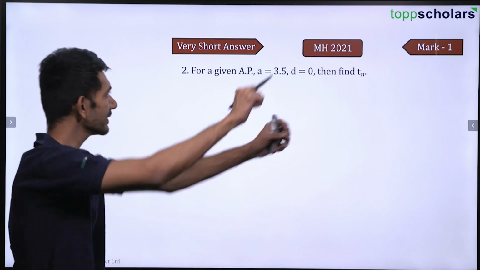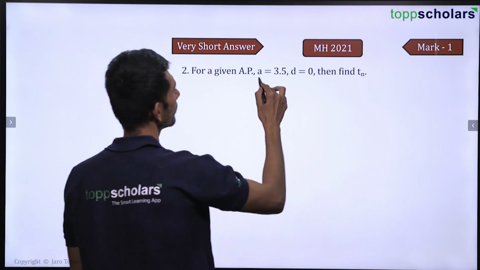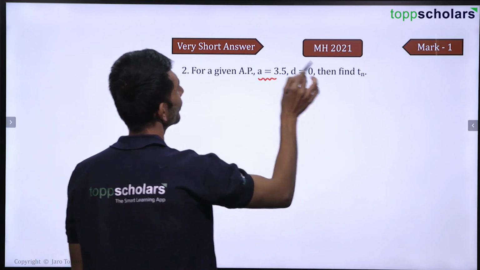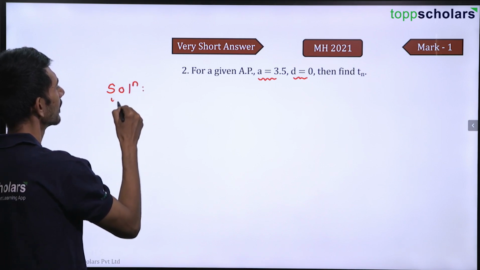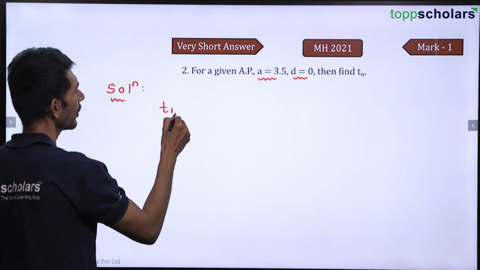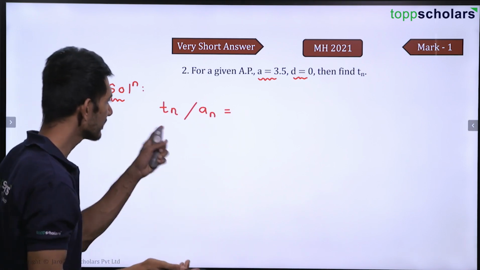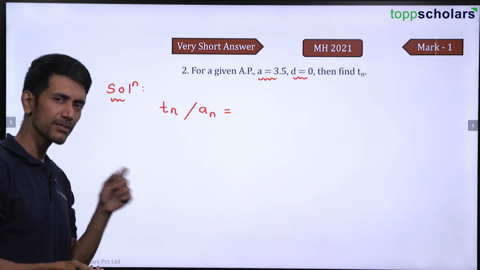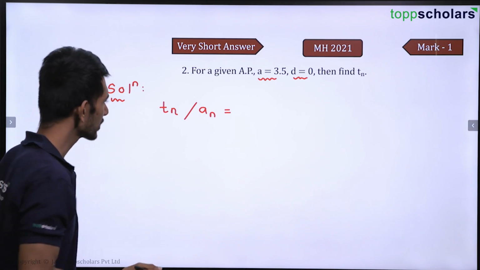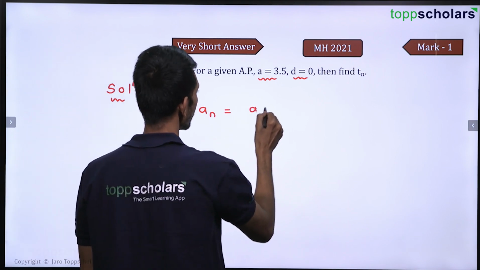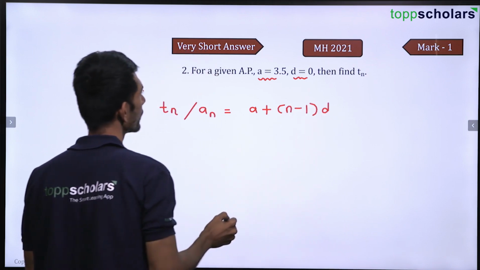Now comes the new question. It says for a given AP, A is 3.5 and D is 0. Find Tn. Isn't this a simple question? How do we find out Tn? We call it Tn or we call it An, doesn't matter. Let's follow your textbook. This is Tn. Even if you see the previous problems, I've written An, but make sure that you write down Tn only as per the textbook. So that is given as A plus n minus 1 into D.